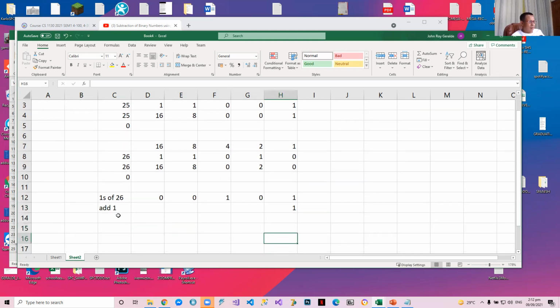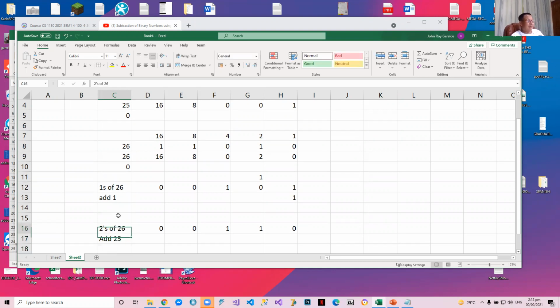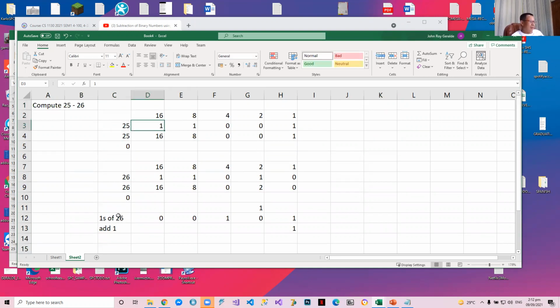Okay. So leave a few rows. 1 plus 1. That's 0. Carry 1. 1 plus 0 is 1. We'll just copy this. So this is the 2's complement of. Pwede ba ganyan? Pwede na. This is the 2's complement of 26. So we add 25. Anyway, it doesn't matter. Hindi mag-matter because it's just addition.